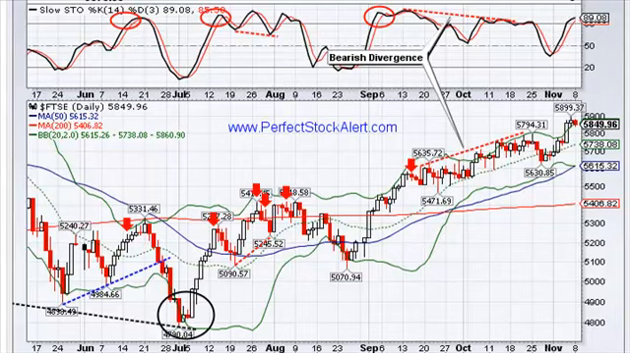If you've been following us at PerfectStockAlert.com for any length of time, you know that we use both technicals and fundamentals to get a clearer picture of what's going on and then to improve our success rate. And it's pretty effective. We don't believe that technicals are superior to fundamentals or vice versa. Each one has its strengths and weaknesses, but when you combine them together, you get a much clearer picture. So let's go over this right quick.